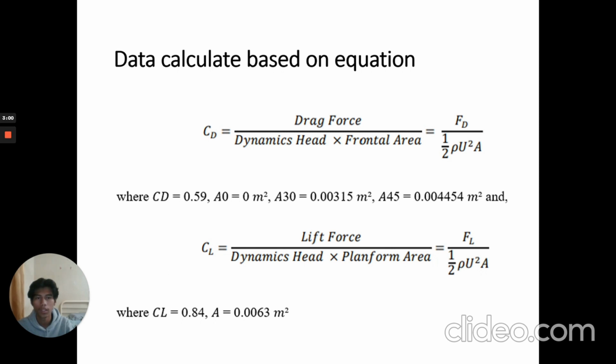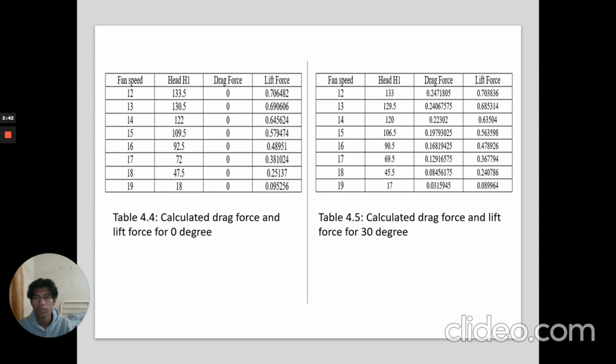and the CL is lift force over dynamic head times the planform area, equal to FL over half density U square times area, where the CL is 0.84 and area is 0.0063 meter square.